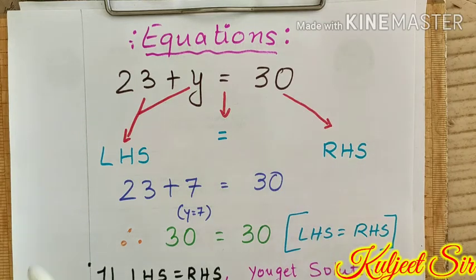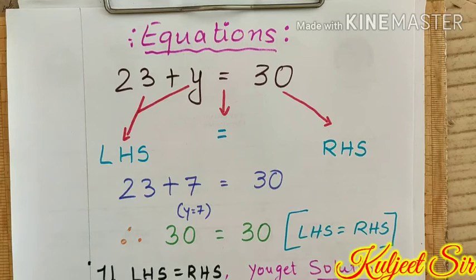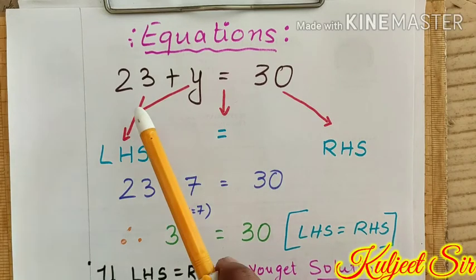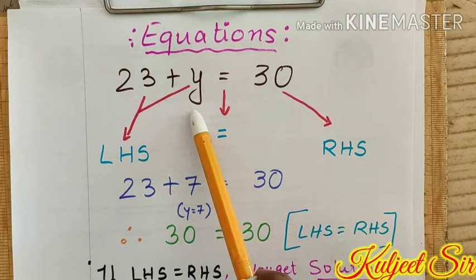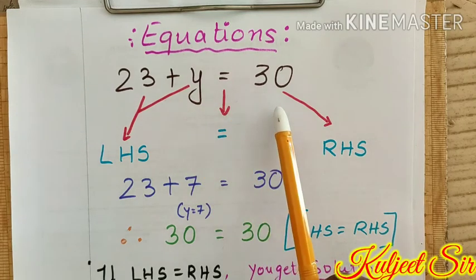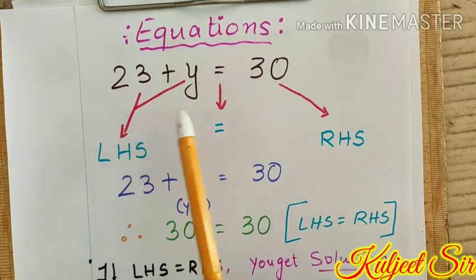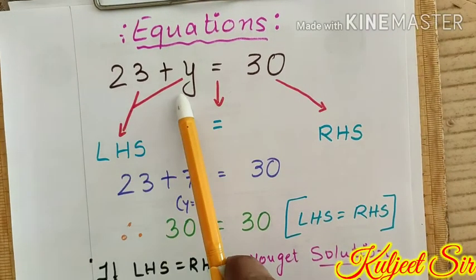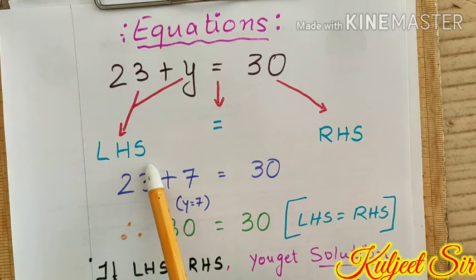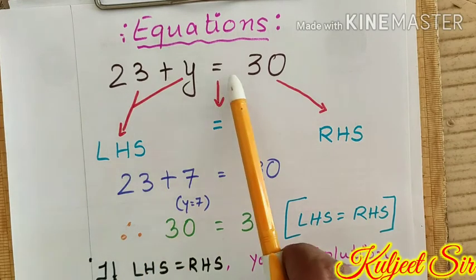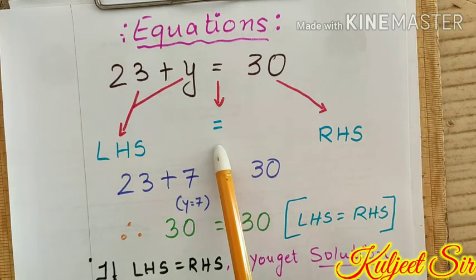Now you can see this 23 is being talked about a girl named Tanvi. She had 23 marbles with her. Her sister gave her y number of marbles and her total has now become 30. Now you can see 23 plus y is on the left hand side, so we will label it as LHS, left hand side. Then you can see there is an equal to sign in the middle, so we have put an equal to sign over here.